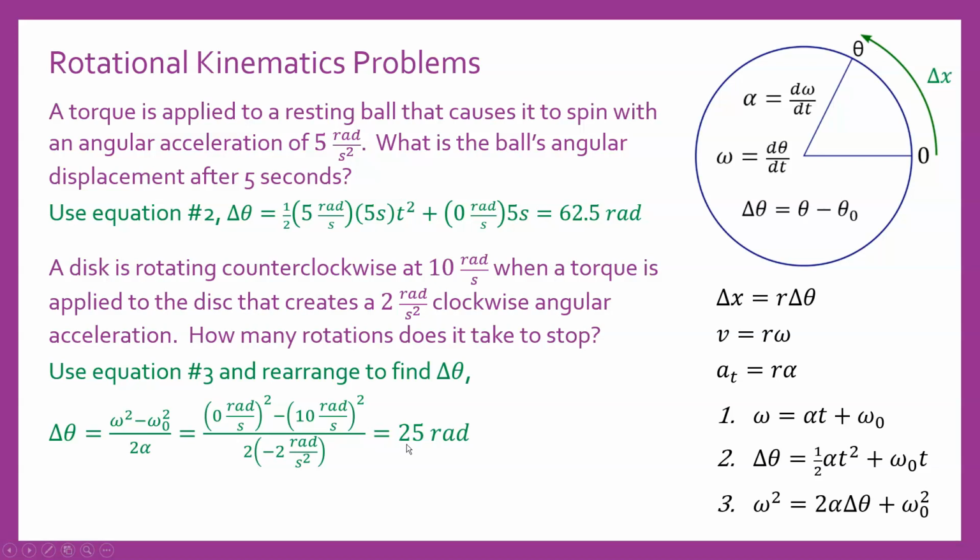Now, we weren't asked for the angular displacement, we were asked for the number of rotations, so we have to go one step further. We know that the number of rotations is equal to the angular displacement divided by 2 pi radians per rotation. We go ahead and do our calculation, and to 2 significant figures, there are 4 complete rotations required until this disk comes to a complete stop.